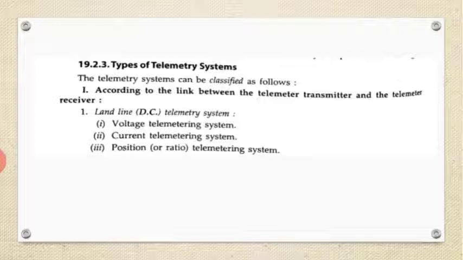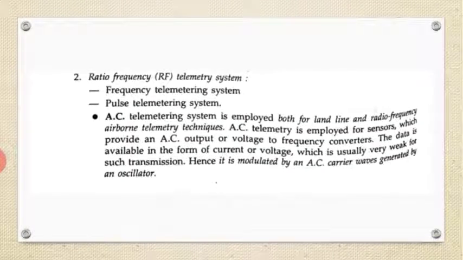Next, the types of telemetry systems. Let us first discuss how they are classified. Telemetry systems can be classified as follows. First, according to the link between the telemetry transmitter and the telemetry receiver: the landline DC telemetry system, under which there are voltage, current and position telemetry systems. Next is the RF, radio frequency, telemetry system, under which there are frequency telemetry systems and pulse telemetry systems.